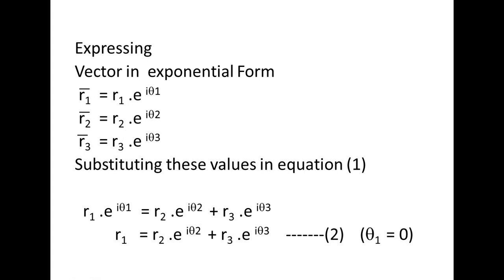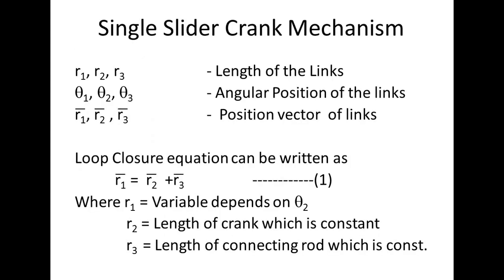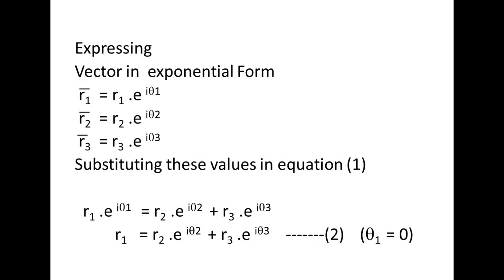Substitute these values of the R1 vector, R2 vector, R3 vector in equation number 1. So we get r1 into e to the power of i theta 1 is equal to r2 into e to the power of i theta 2 plus r3 into e to the power of i theta 3.